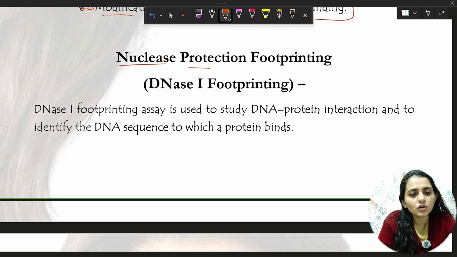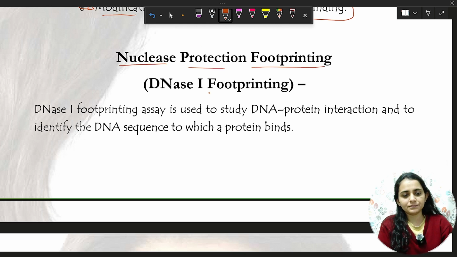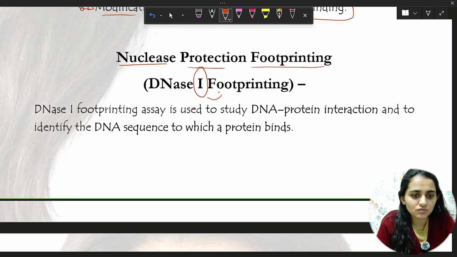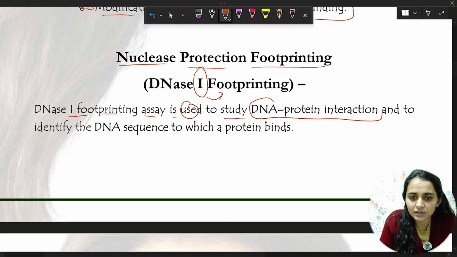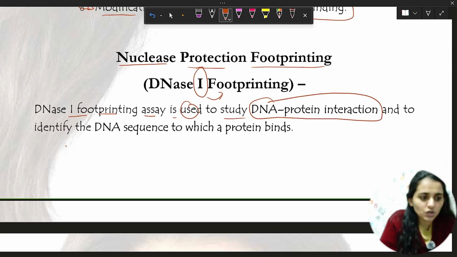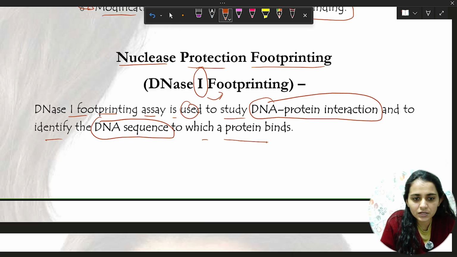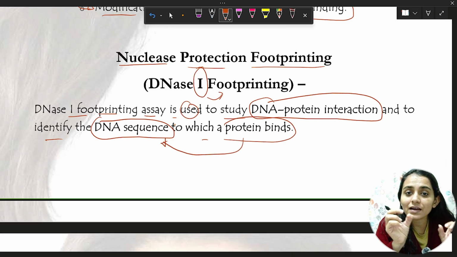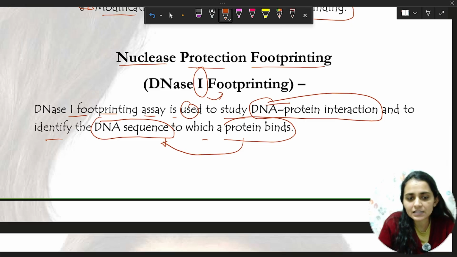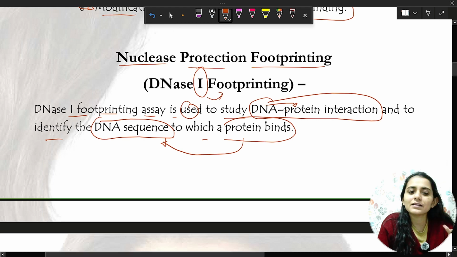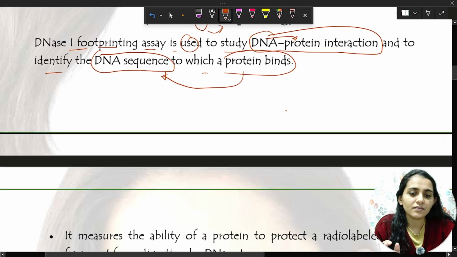So what is nuclease protection footprinting? DNase I footprinting. The DNase I footprinting assay is used to study DNA-protein interaction and to identify the DNA sequence which the protein binds. What is the exact sequence of that particular DNA fragment where DNA is bound with the protein, or the protein is binding with the DNA? This is the same thing.